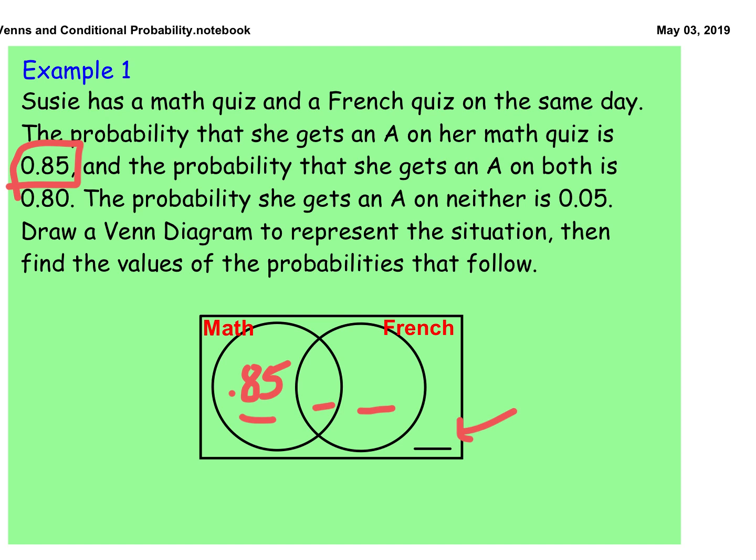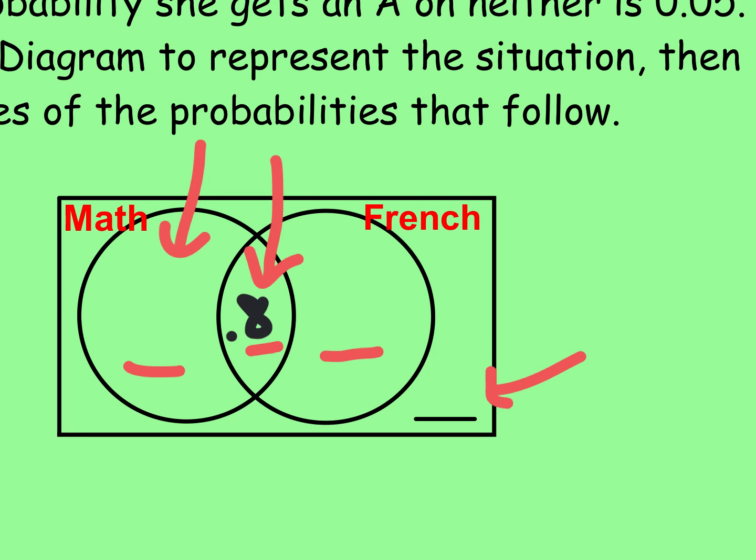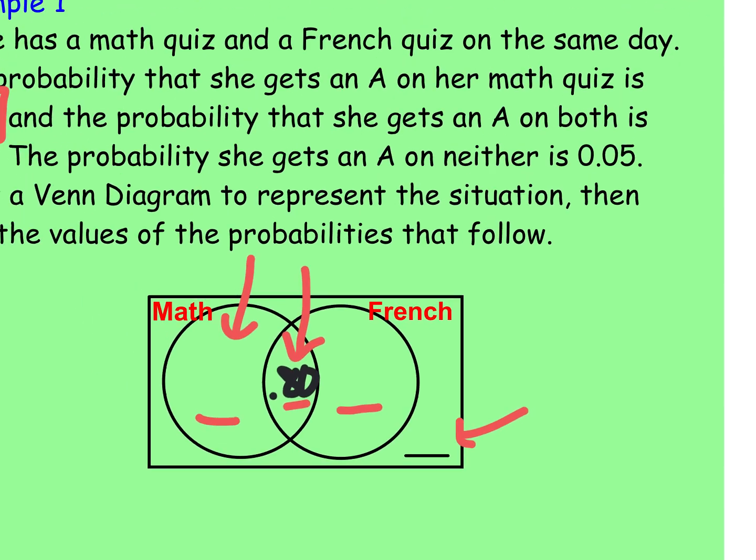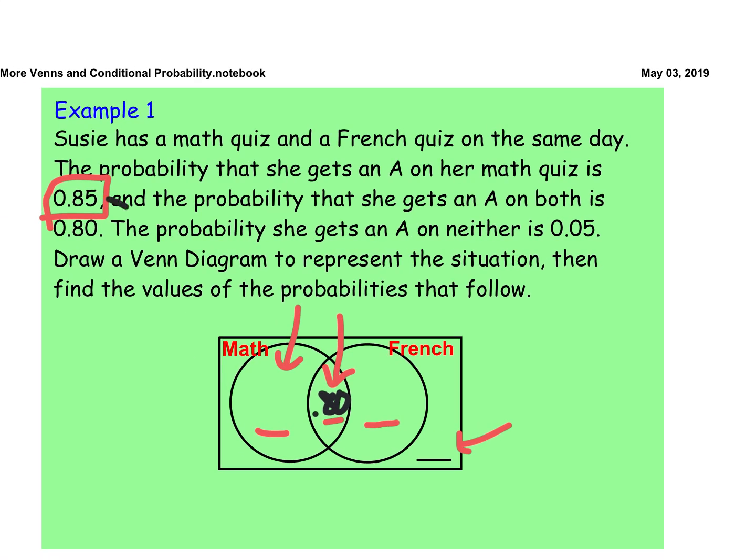Why can't you do that? Because in here and here together is 0.85. Did you catch that? Okay. The probability she gets an A on both, that one is 0.80. That means she got an A on both of them. Now that one you can put directly in. Now do you get that if this one is 0.85, that must mean that this is 0.05, so that together they make 0.85?